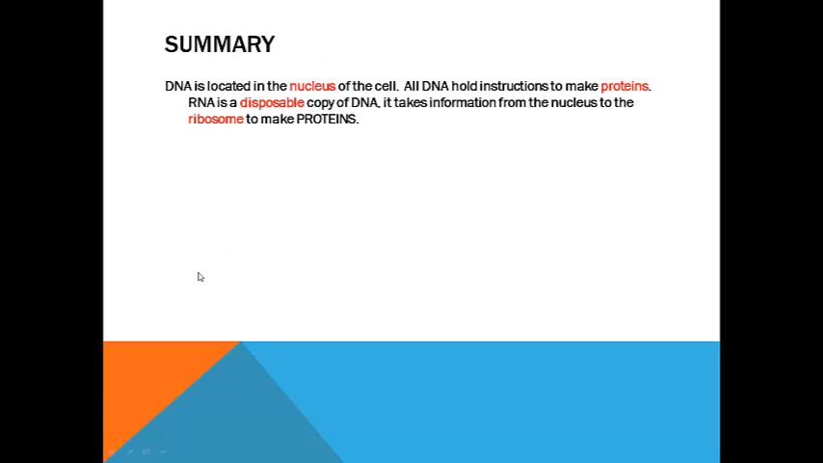So in summary, DNA is located in the nucleus of a cell. All DNA holds instructions to make proteins. RNA is the disposable copy of DNA. And what RNA does is it takes information from the nucleus to the ribosome in order to make proteins. And we will talk about the total process of protein synthesis probably in the next video and in class.